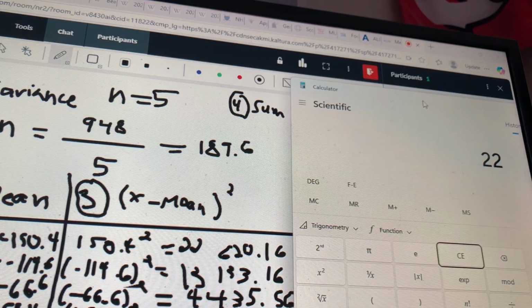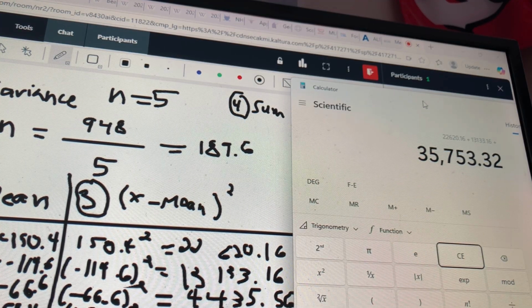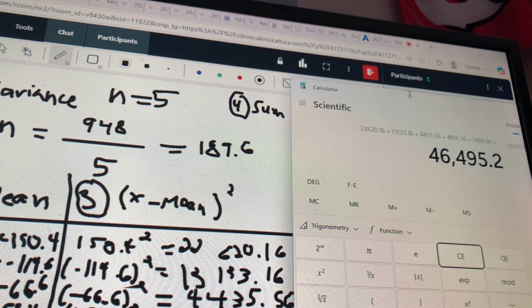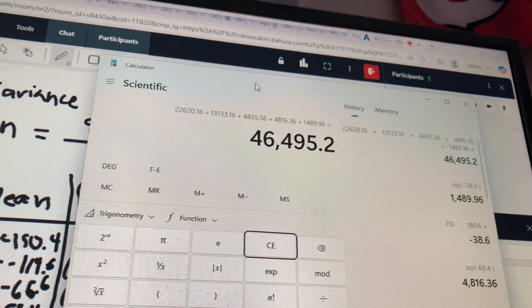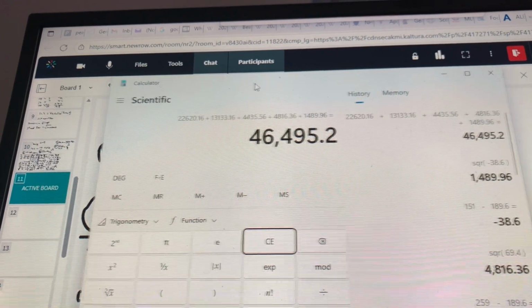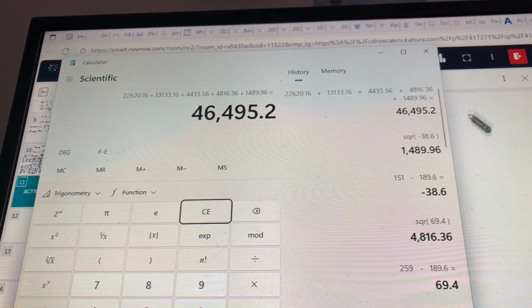So it's 22,620.16 plus 13,133.16 plus 4435.56 plus 4816.36 plus 1489.96. The sum of all the squared numbers is 46495.